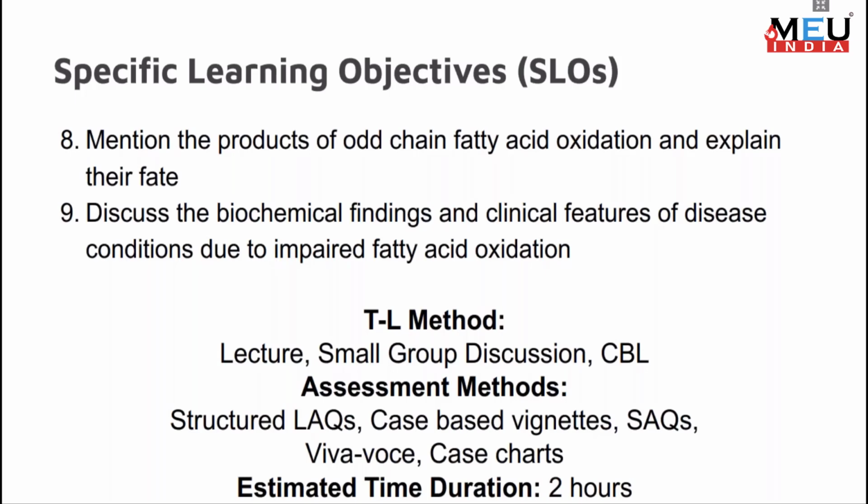And last is to discuss the biochemical findings and clinical features of disease conditions due to impaired fatty acid oxidation. The teaching learning methods we can use are lectures, small group discussion, and case-based learning, specifically for disease conditions. Assessment methods are structured long answer questions, case-based vignettes, SAQs, viva voce, and also case charts. An estimated time duration for this topic is 2 hours.